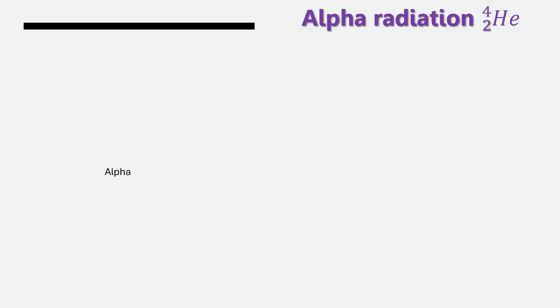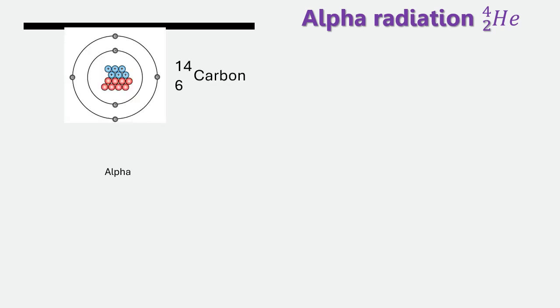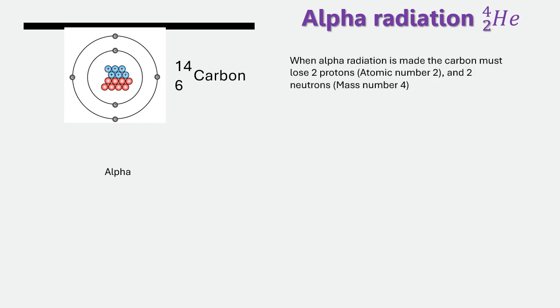Let's look at how alpha radiation changes the nucleus. We'll use carbon-14 as our example, which has 6 protons and 8 neutrons. Now, if it gives off an alpha particle, that is made up of 2 protons and 2 neutrons. So we can write this as an atomic number of 2 and a mass number of 4.